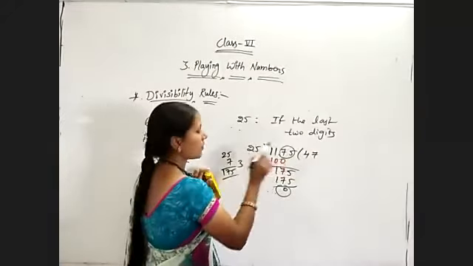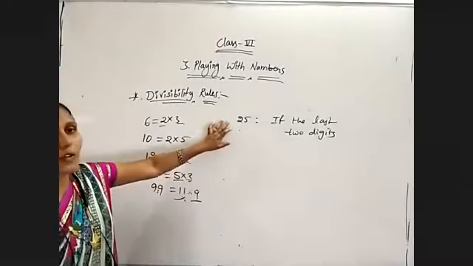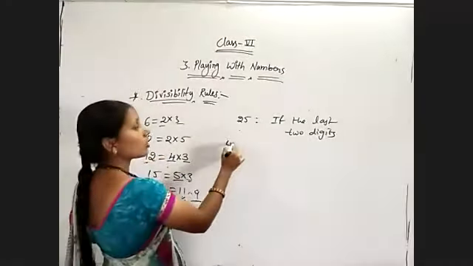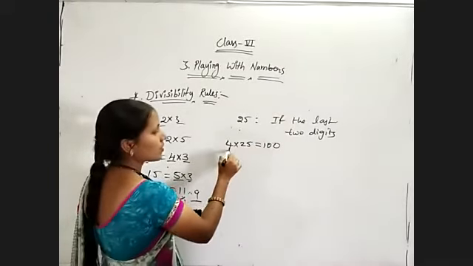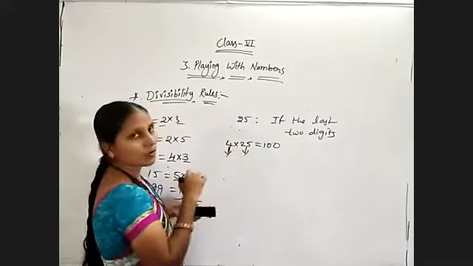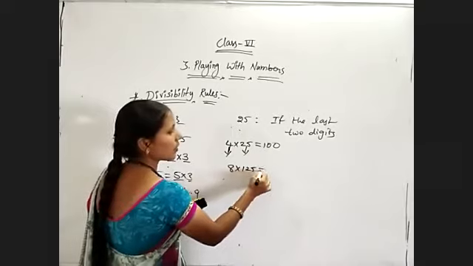So for that check, if the last two digits are divisible by 25, then it is the same as the divisibility rule of 4, because 4 into 25 is equal to 100. Remember this. So what is the divisibility rule of 4? Same divisibility rule for 25 also. Like that only, 8 into 125 is equal to 1000.